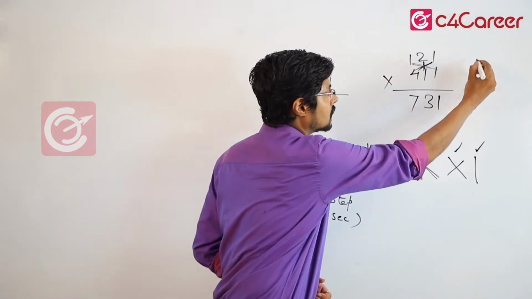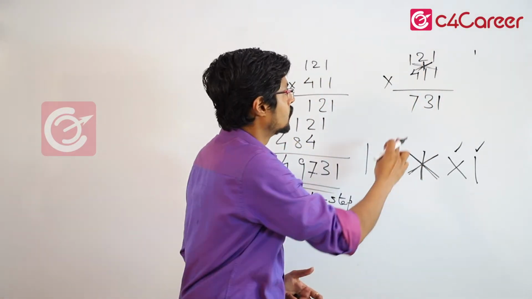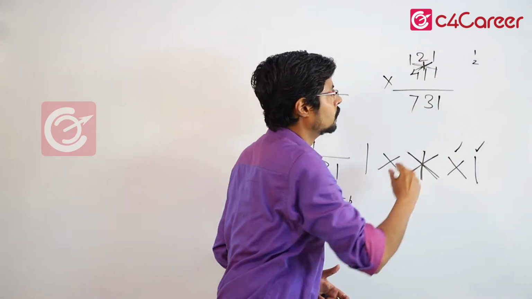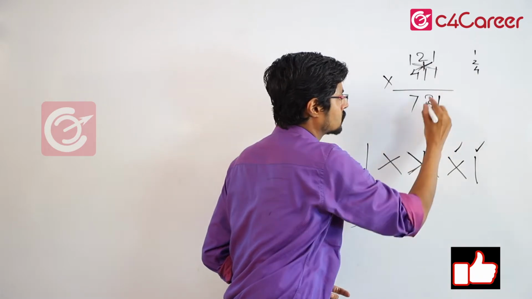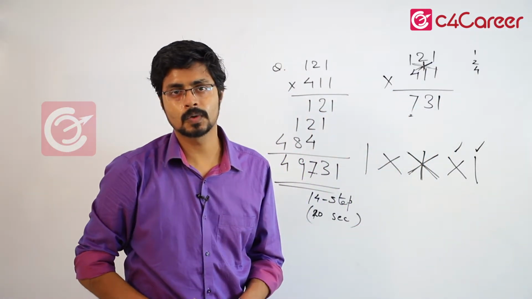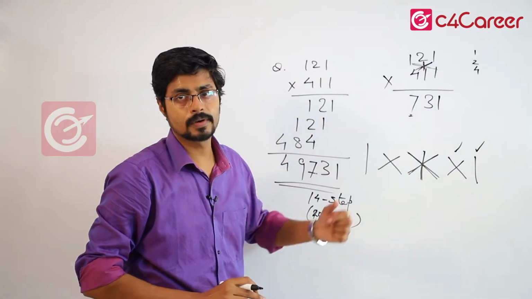1 into 1 is 1, 2 into 1 is 2, 4 into 1 is 4, 4 plus 2 is 6, 6 plus 1 is 7. This is a 7, I got it. This is a 7, we got here.